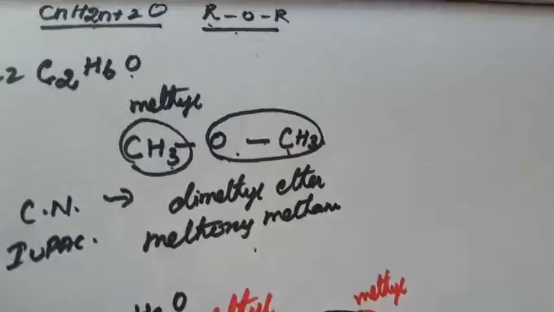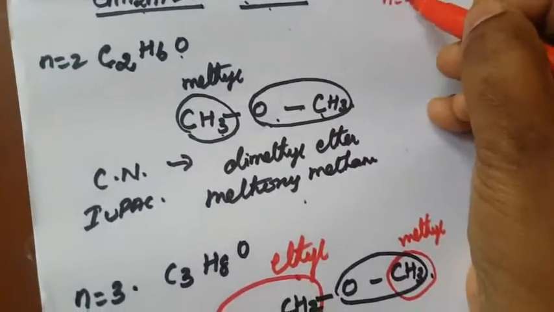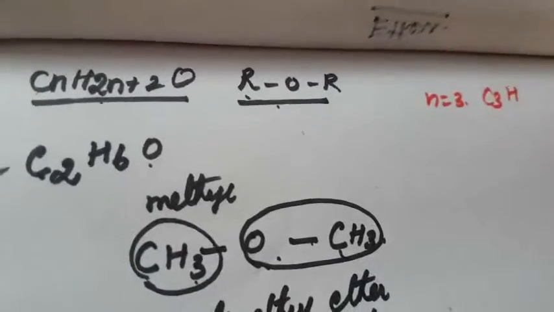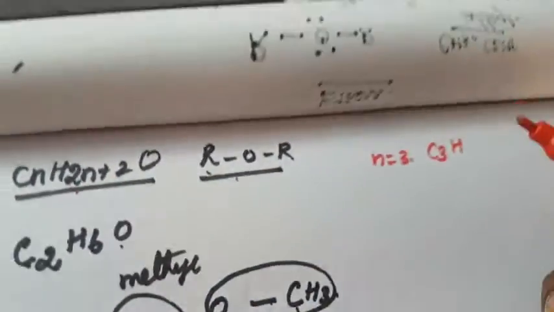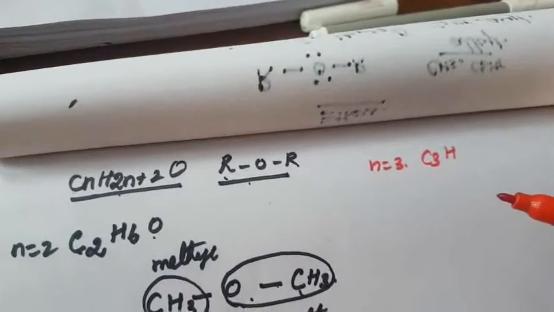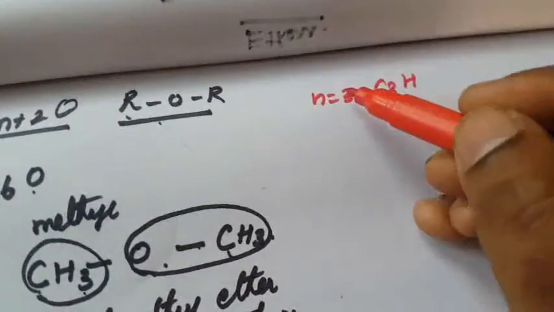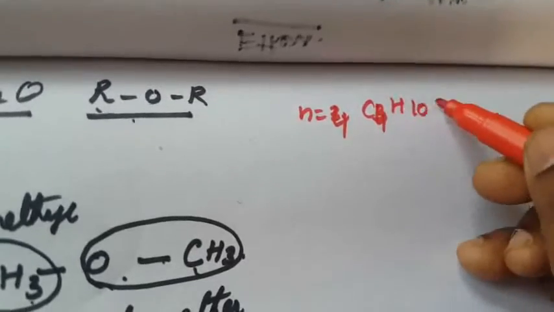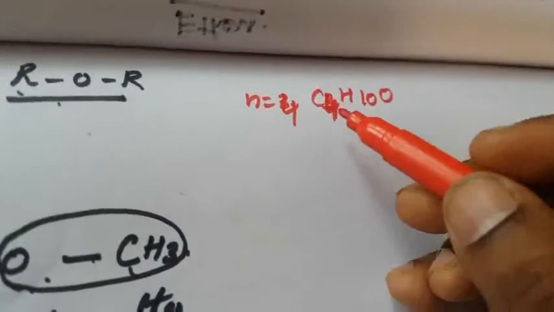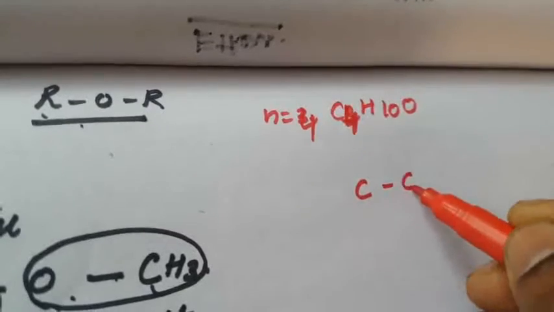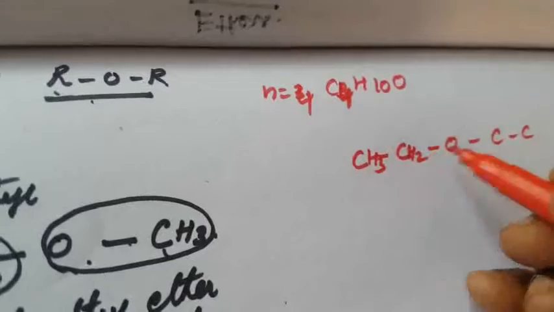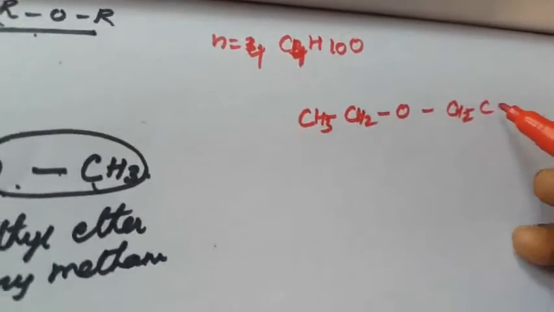Next one is n equal to 4. So what is the general formula? C4H10O. How to write this? 4 carbons are there now, 2 carbons on one side and 2 carbons on the other: CH3CH2, O, CH2CH3.